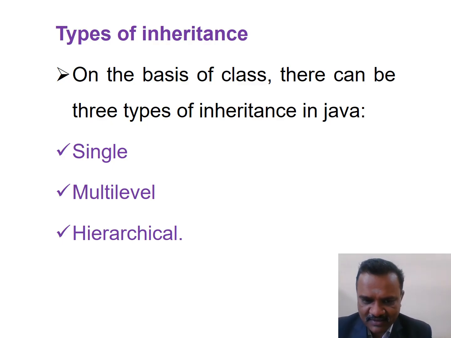In Java, multiple inheritance is not supported. Why is it not supported? Because it creates dynamic problems. What the dynamic problems are, we will discuss in the next video. When we discuss interfaces, I will explain why Java does not support multiple inheritance. So here we can use the three main inheritances in Java: single inheritance, multi-level inheritance, and hierarchical inheritance.